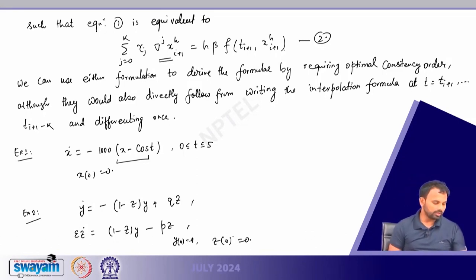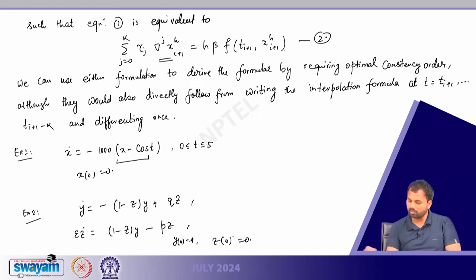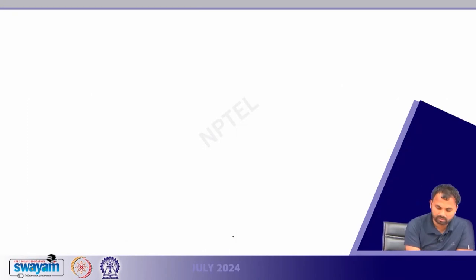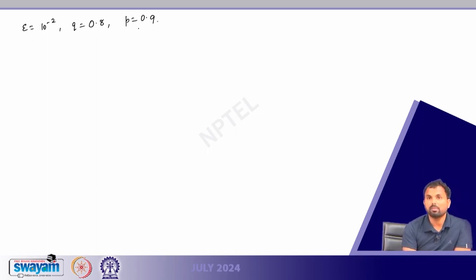So, here again we can use epsilon equals to, let us say, a small value, suppose we have 10 to the power minus 2, and q equals 0.08, p equals 0.9, and from there we can do this backward difference formula.